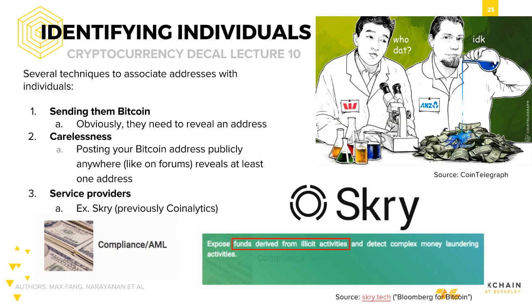Now, let's say you want to identify individuals as well. Say you want to identify me. There's several techniques where you can identify me. You can be like, hey, Max, I want to send you 69 Bitcoin. And I'm like, yeah, sure, here's my address. And then I've given you my address. Now you've associated my real-world identity with my blockchain pseudonym.